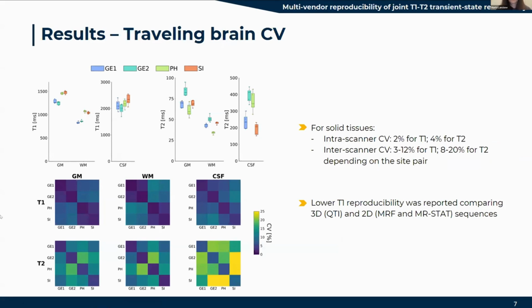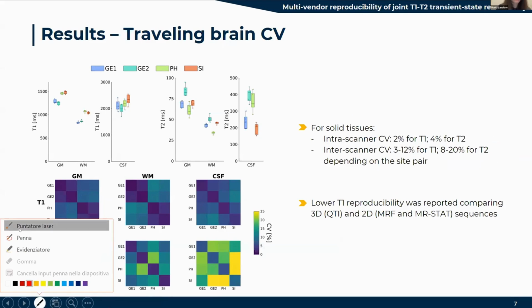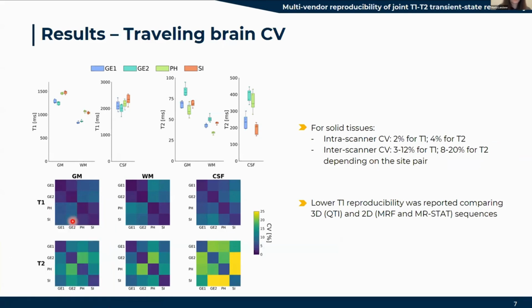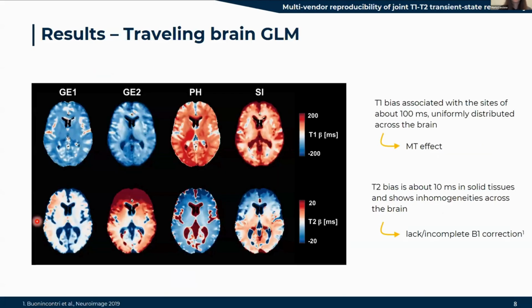For example, you can notice here that we have lower reproducibility when comparing 3D methods like QTI implemented on GE with 2D methods like MRStat implemented on Philips and MRF implemented on Siemens. In any case, the coefficient of variation remained lower than 12% for T1 and 20% for T2 in solid tissues.